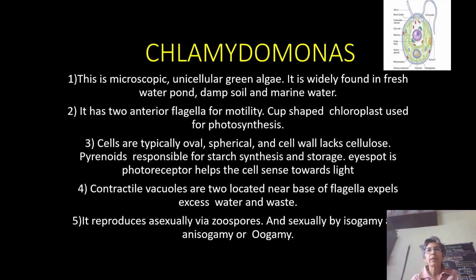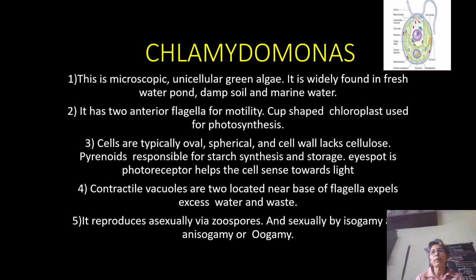Okay. Next specimen is Chlamydomonas. Chlamydomonas is one type of algae. It is a microscopic unicellular green algae. It is widely found in fresh water, ponds, dam soil and marine water. It has 2 anterior flagella for motility. That's why they can make locomotion and go from here to there.